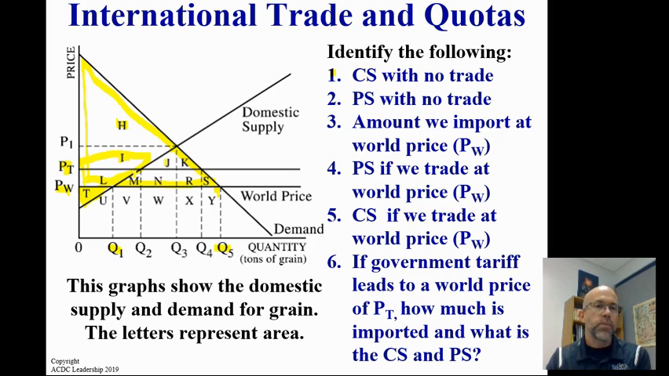So for imports, we would take the price at the tariff, and we would see where it crosses the supply and demand curve at Q4 and Q2. So that would be how much is imported, Q4 minus Q2. And the consumer surplus then would be smaller. It would just be this HIJK filled in with yellow here, triangle. And producers would have a larger chunk, and that would be the T and the L areas. So that's the kind of question you might get with this world price graph.